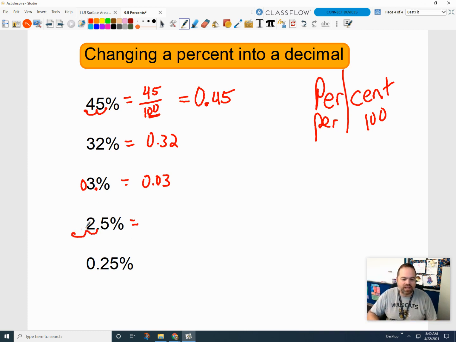2.5%, 2 places to the left, so I'm going to fill in the gap with a 0. So 0.025. And there are such things as decimal percents. Those of you that are currently in Math Connections, when we start doing loans where there's like 3.5% loans, things like that, there's a lot of those.